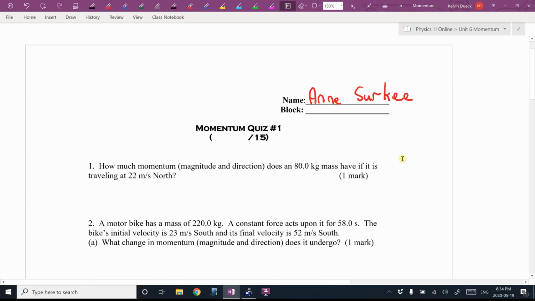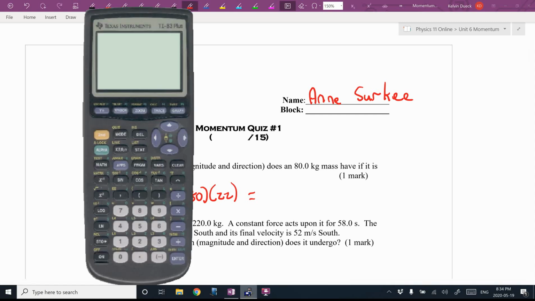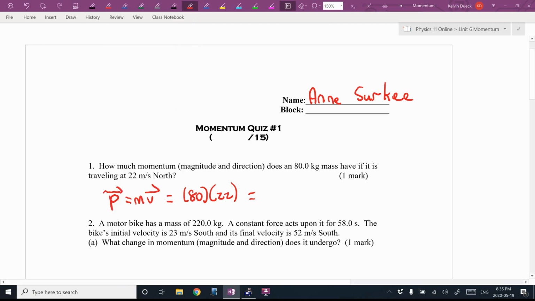All right, number one, how much momentum, magnitude, and direction does an 80 kilogram mass have if it's traveling at 22 meters per second north? So momentum is mass times velocity, so it's going to be 80 times 22. Well, 80 times 20 is going to be 1,600 plus 100. I think it's going to be 1,760. Let me double check. Yep, 1,760 kilogram meters per second.